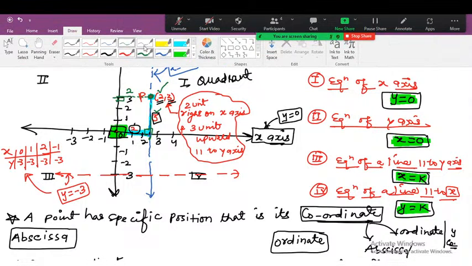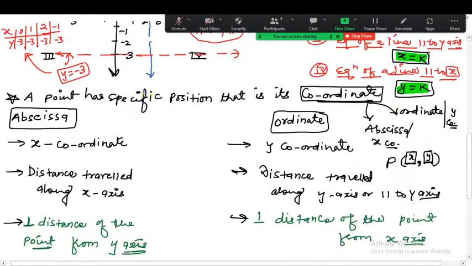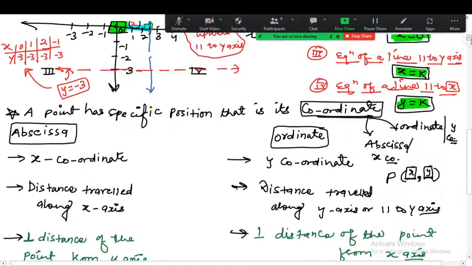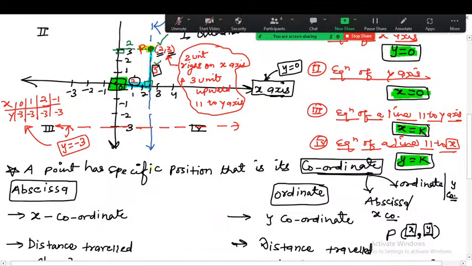I want you to observe it once again. I'm using a highlighter for you. Let's say you are drawing a perpendicular from this point. If you are drawing a perpendicular from this point P on your y-axis, you will get 2 units. That is your x-coordinate. Similarly, if you are drawing a perpendicular from this point on your x-axis, this distance that you will be obtaining here is 3 units. That means if you are drawing perpendicular on x, you will get the y-coordinate. Got it or not?